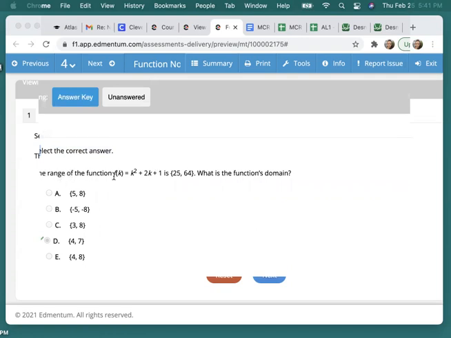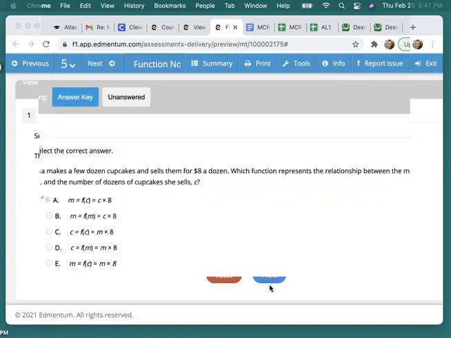Okay, so here we have range again. I'm not going to go over this because I already went over one like this. Eva makes a few dozen cupcakes, $8 a dozen. So cupcakes times 8, you're multiplying.